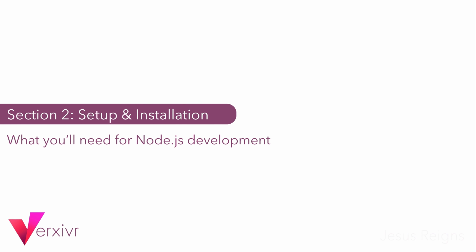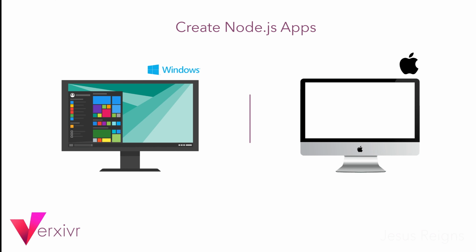Welcome back. Before we get started installing Node.js, let's first go through what we'll need in order to work with Node.js. First, you're going to need a computer of some sort to be able to develop Node.js apps, and it can either be Windows or Mac OS. Node.js can be developed on both platforms.